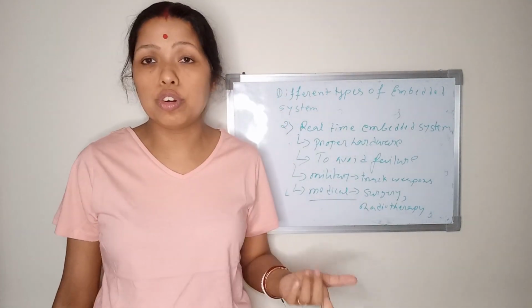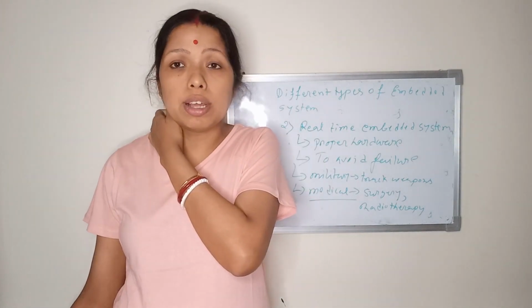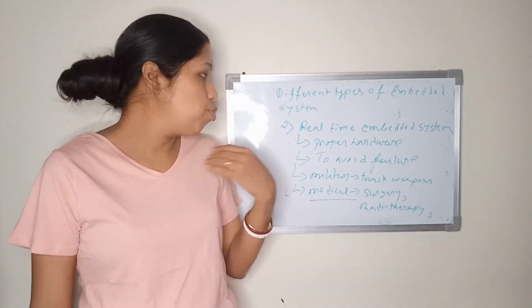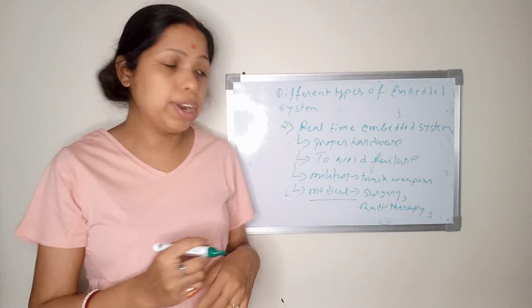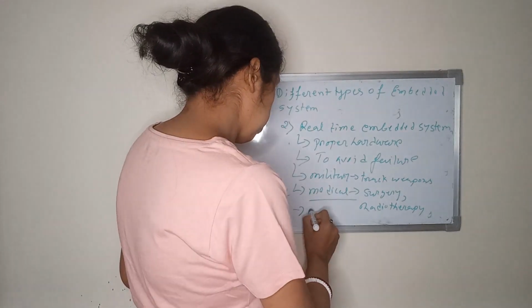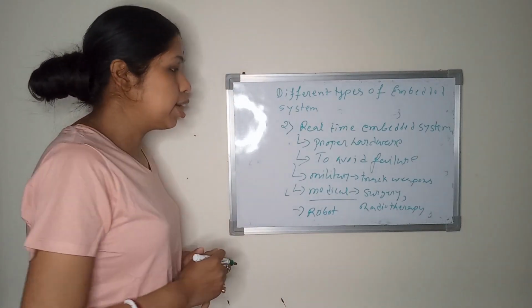Apart from that, robots also need real-time systems. A robot can act immediately, so a robot is also under the real-time embedded system. These are the real-time embedded systems.